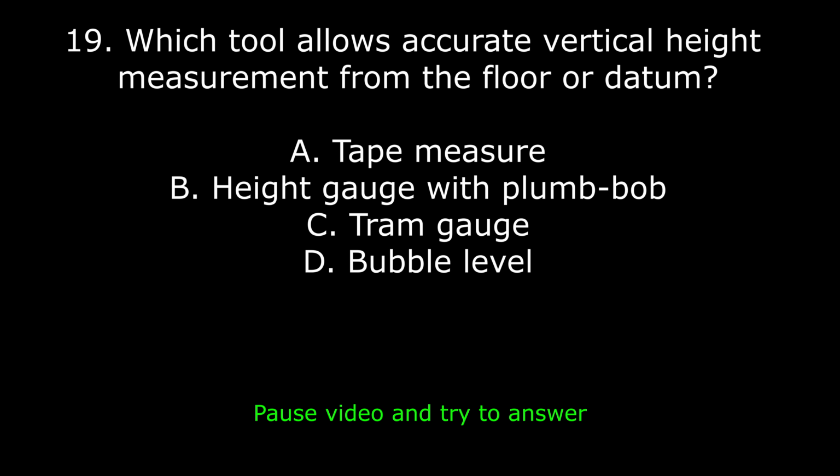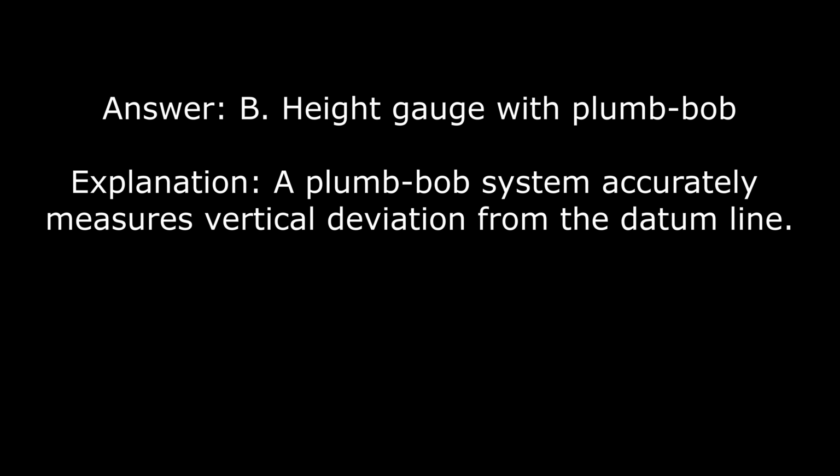19. Which tool allows accurate vertical height measurement from the floor or datum? A. Tape measure. B. Height gauge with plumb bob. C. Tram gauge. D. Bubble level. Answer: B. Height gauge with plumb bob. Explanation: a plumb bob system accurately measures vertical deviation from the datum line.